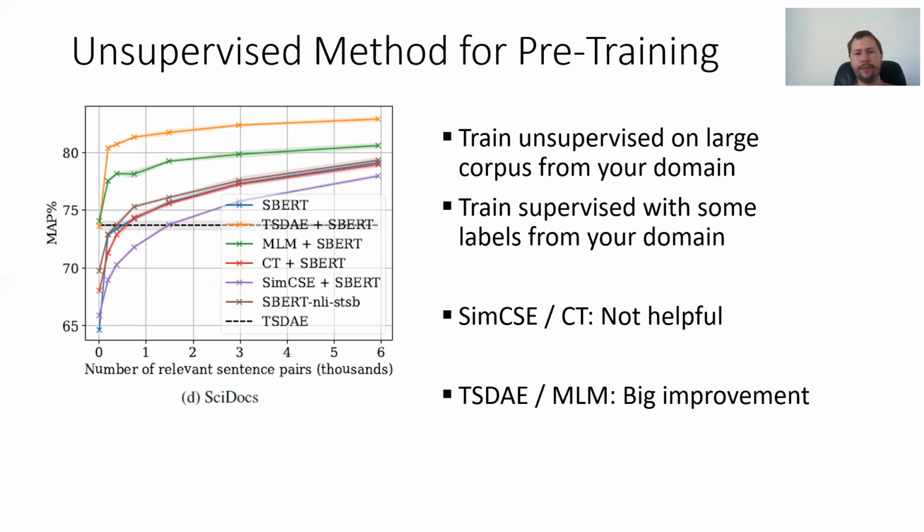However, these unsupervised methods are interesting for pre-training. So you train on an unsupervised large corpus from your domain, and then you train supervised with some labels from your domain. So you assume you have some number of documents, some number of annotated documents. Here we have the number of SciDocs relevant sentence pairs, here we have 1,000 sentence pairs. Here the dotted line is the unsupervised performance. And if we first do masked language modeling or TSDAE on a large corpus, we see quite an improvement compared to training from scratch. And also SimCSE or CT are not helpful in pre-training.